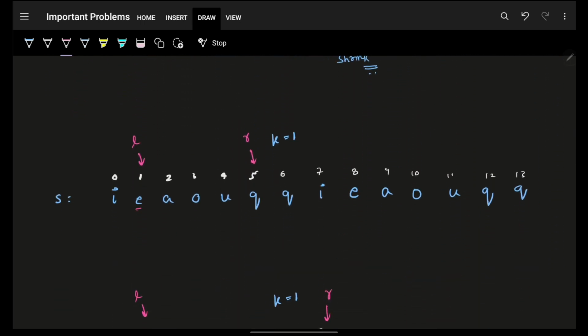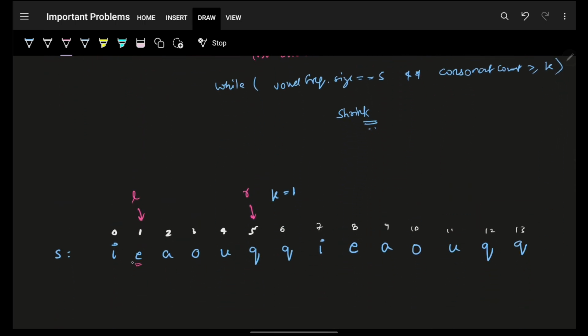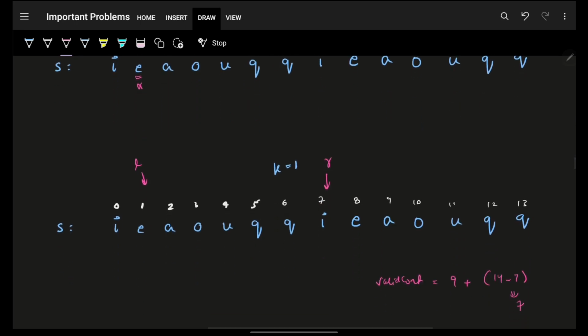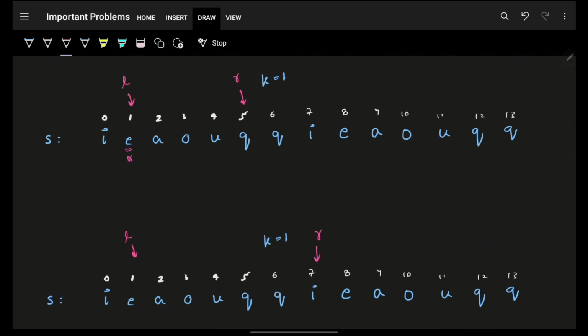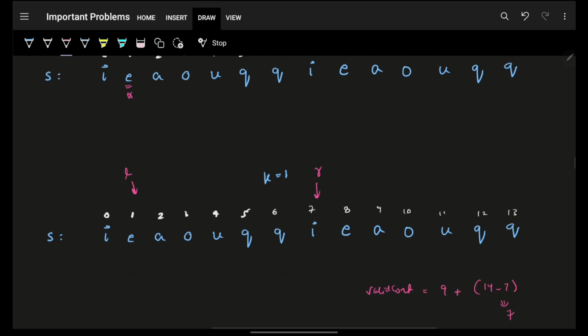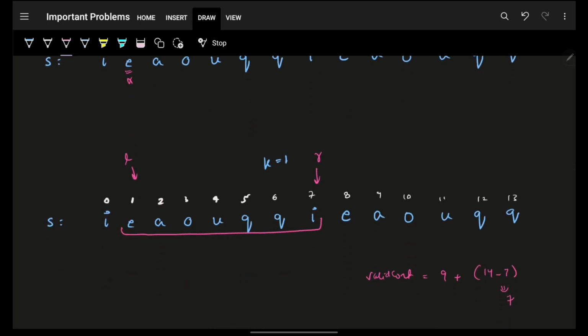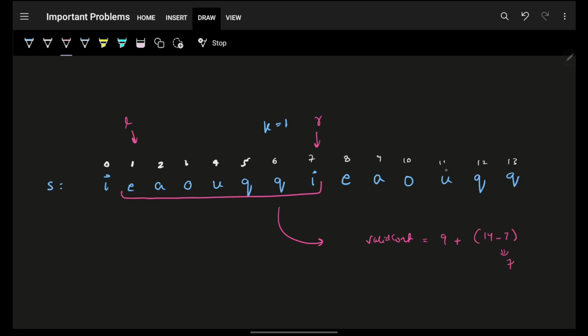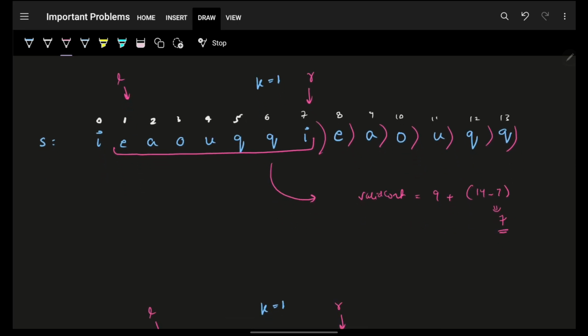Obviously, I will have to shrink. As I did a shrink, I realized it is now invalid. If it's invalid, I have to stop my shrinking and keep on expanding. Again, the expanding operation happens every time. So I will just expand once, and my R will become here. Then again, it's not valid so far. R will come here, and now it is again valid. If it's valid, count the contributions. Contributions will be 14 minus 7, so I added 7.